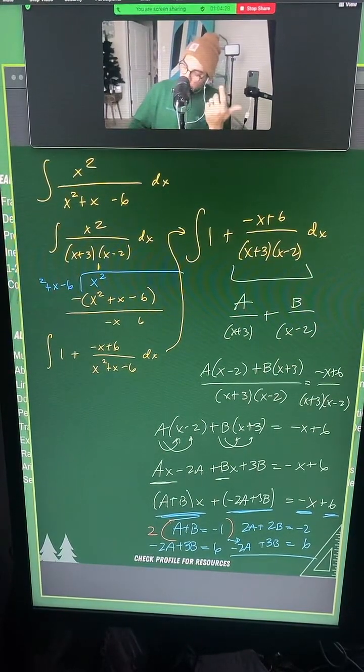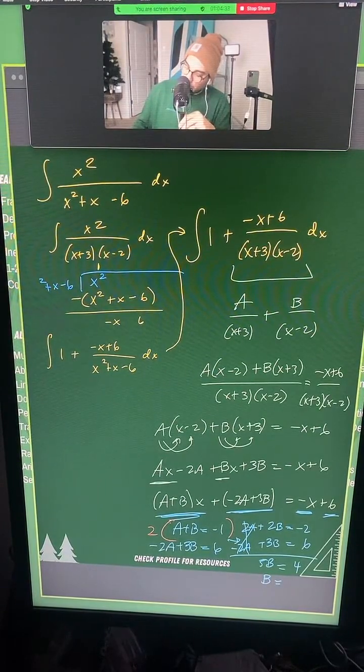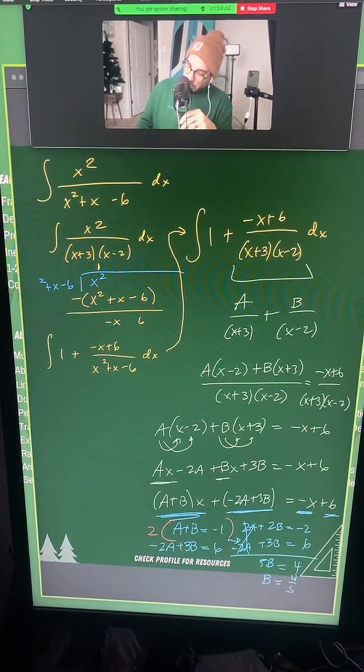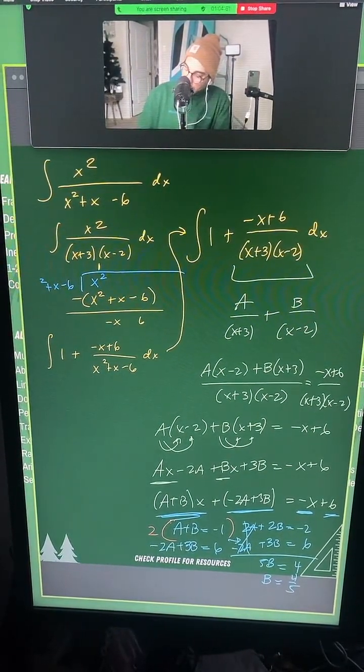Okay, so now let's go ahead and add vertically. So the a's cancel out, and we're left with 5b is equal to 4. So b is equal to 4 over 5. Hope you can see that on the bottom, but don't worry, I'll make this smaller for us so that we can see everything. Okay, so 4/5 is the b value, and now we just got to find the a value.